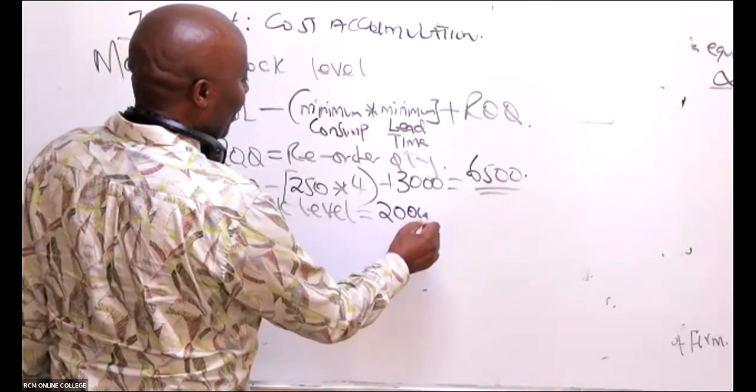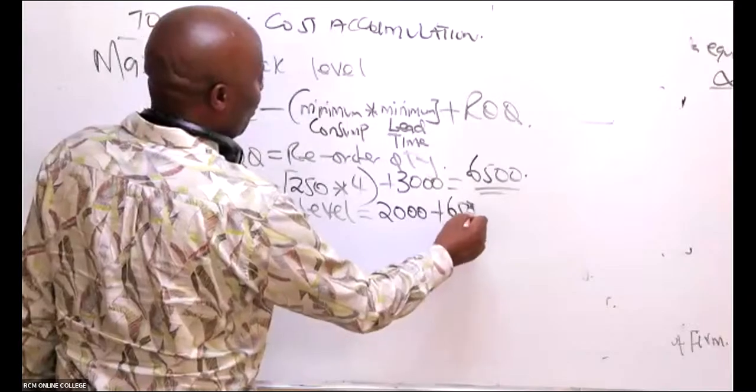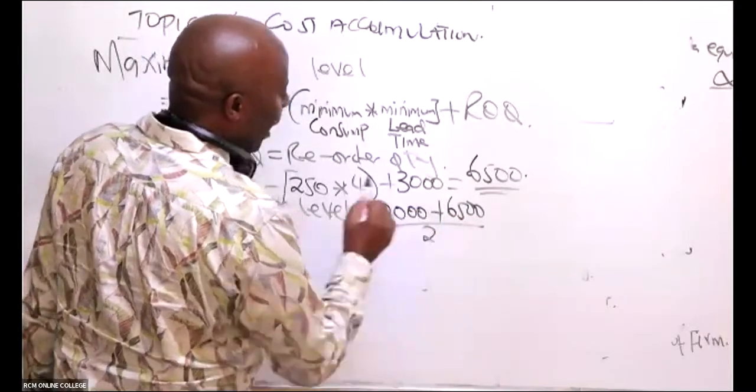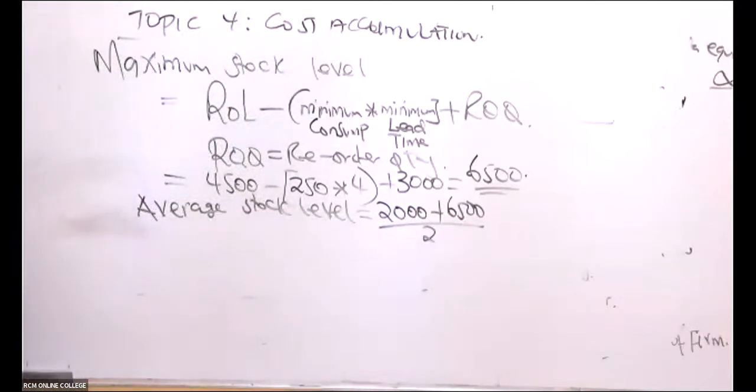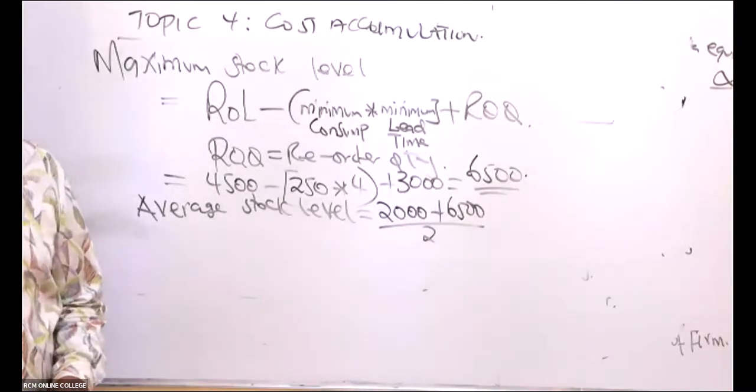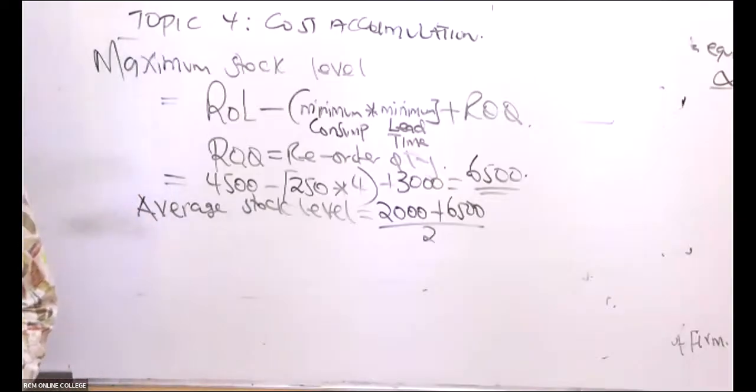2,000 plus 6,500. Whatever we get, we divide by 2. Then we shall be able to get the average stock level. Is that okay? Please ensure later on you are able to practice those formulas. I'm being given a figure of 4,250 units. So I suppose now that is okay.